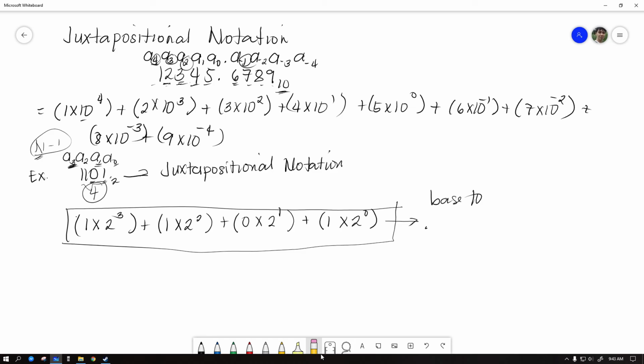This is 2 cubed, which is 8, times 1. This is 8. 8 plus 2 squared, which is 4. Plus this one becomes 0, and this one becomes 1. So this becomes 8, 12, 13. So that is 13. This is the decimal or base 10 equivalent of this binary number. But the juxtapositional notation should be this one.